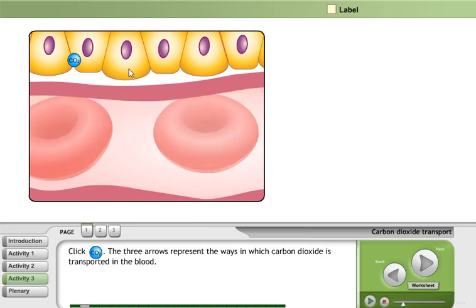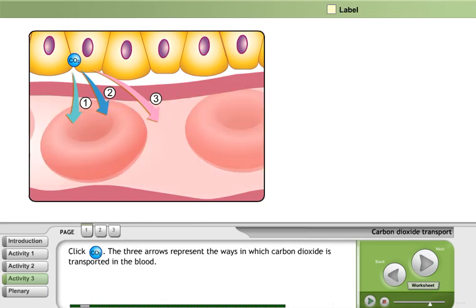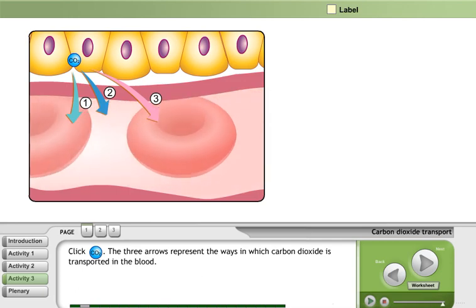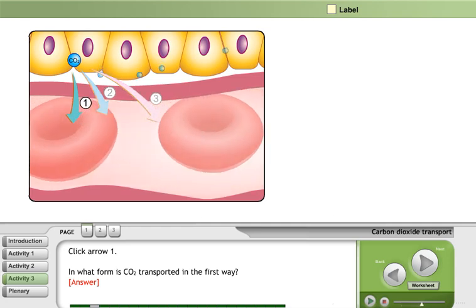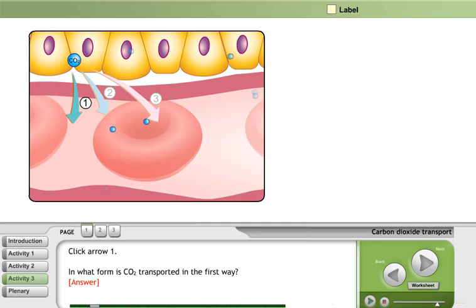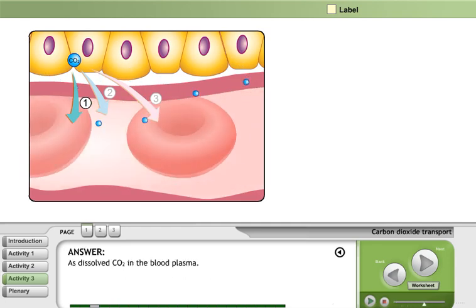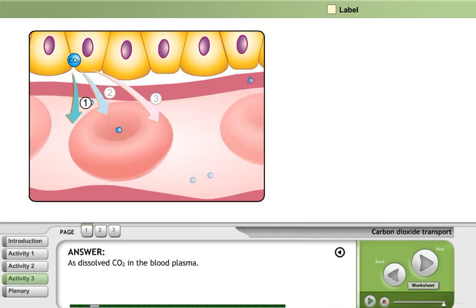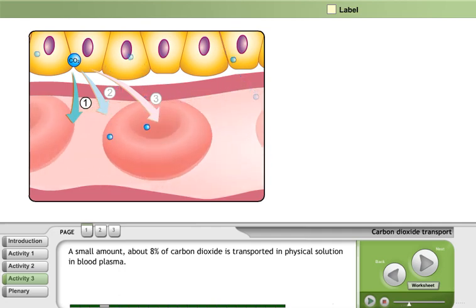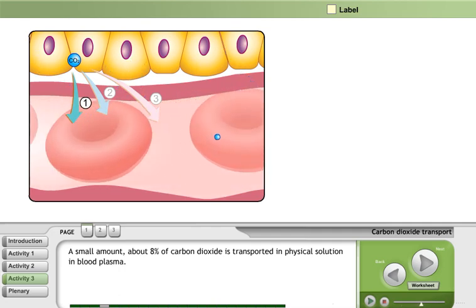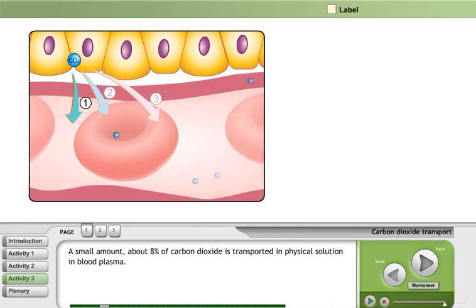Click carbon dioxide. The three arrows represent the ways in which carbon dioxide is transported in the blood. Click arrow 1. In what form is carbon dioxide transported in the first way? Answer: as dissolved carbon dioxide in the blood plasma. A small amount, about 8% of carbon dioxide, is transported in physical solution in blood plasma.